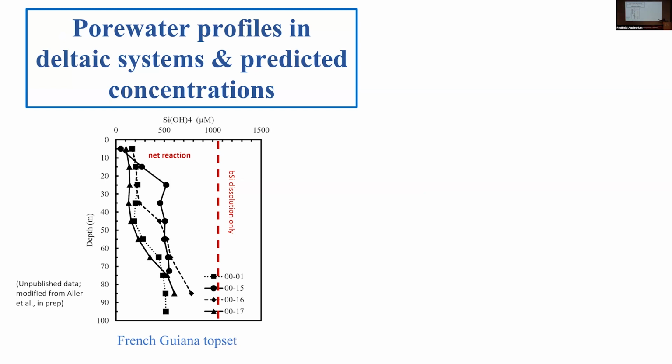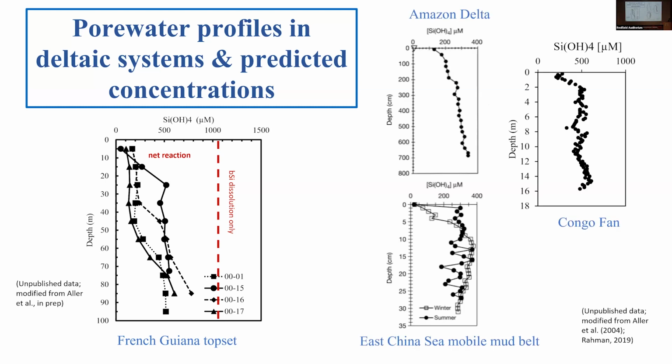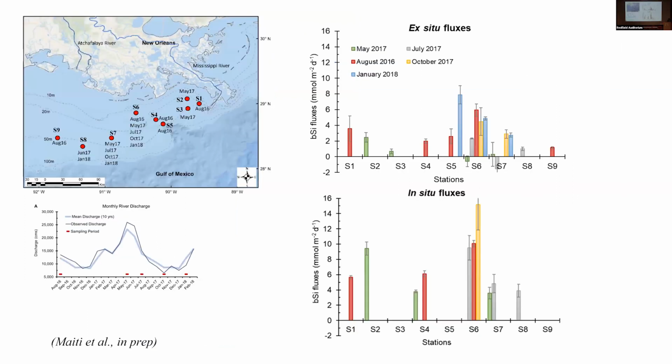So you have dissolution of biogenic silica releasing dissolved silica into your pore water, and you must have some sort of consumption reaction sequestering that dissolved silica. So your fluxes out of the seabed are not as high as expected. And this is typical of other deltaic systems: the Amazon Delta, the East China Sea, the Mobile Mud Belt, the Congo Fan. So these are not atypical.